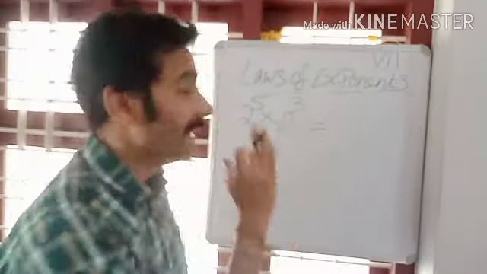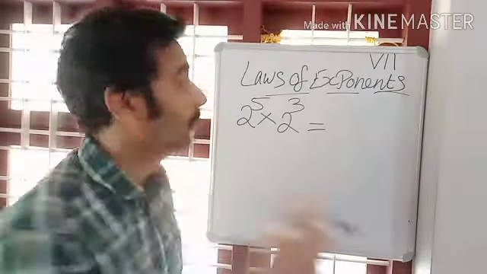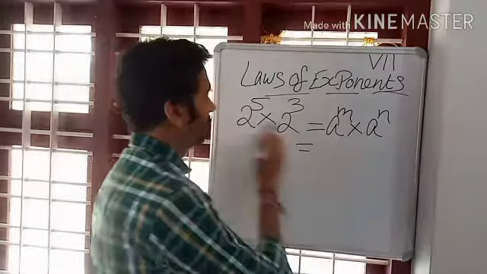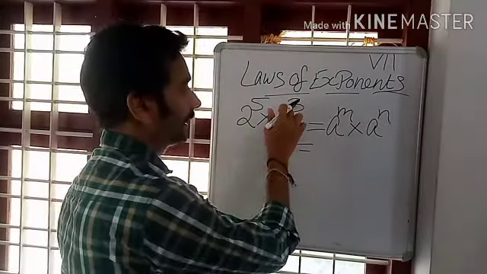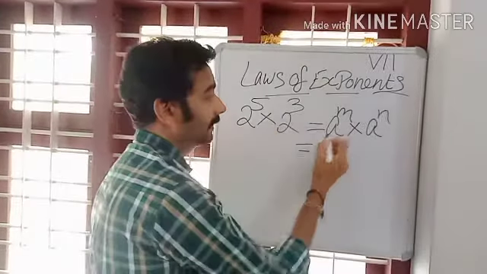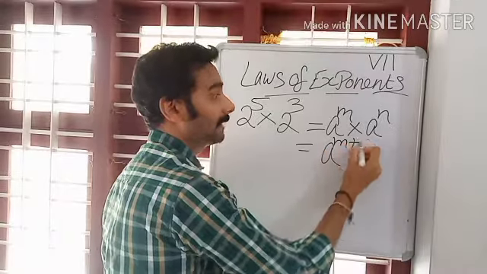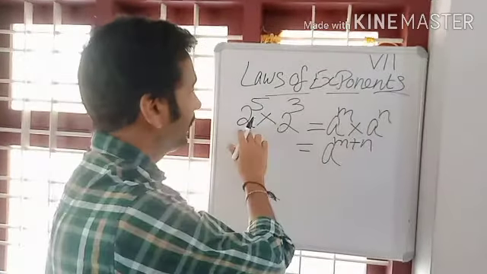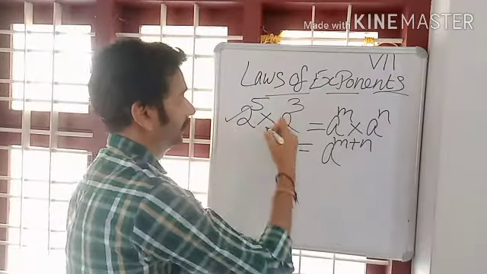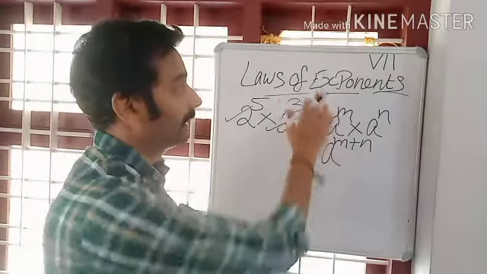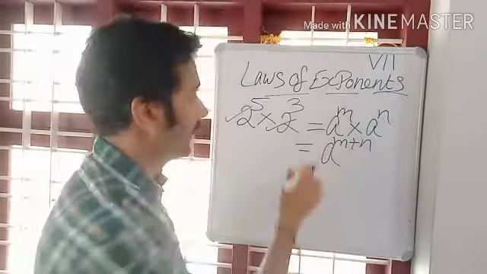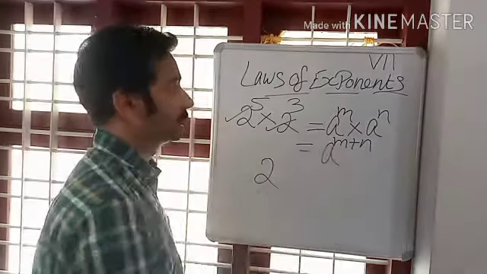Base is same. In this case we can apply a law, that means a raised to m into a raised to n. Base is same. In case of product, that means a raised to m plus n. Don't forget. A raised to m into a raised to n. A means base. 2 is common. That means the law of exponents, a raised to m plus n. A means 2. 2 raised to m plus n.